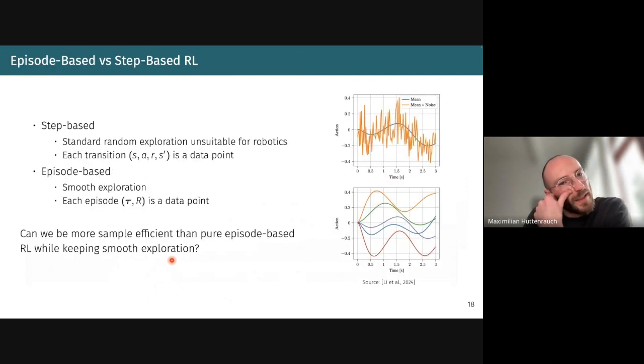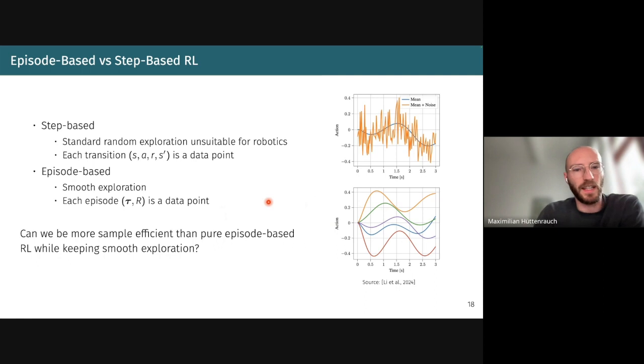If we go back to the original slide with the action exploration here, and compare step-based exploration and episode-based exploration: step-based exploration happens at each time step for each action, while episode-based exploration happens before the episode actually starts. So we explore in the space of parameters, which means that in the step-based case, we get quite a lot of data points, because each transition, state, action, reward, next state, is a data point, while in episode-based reinforcement learning, only a whole trajectory is a data point.